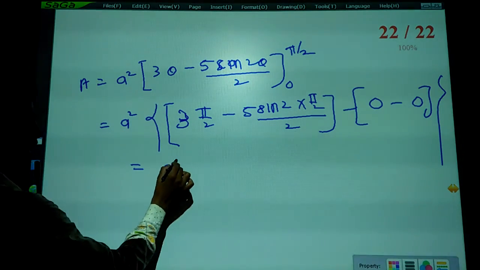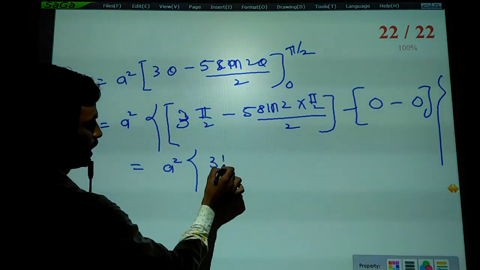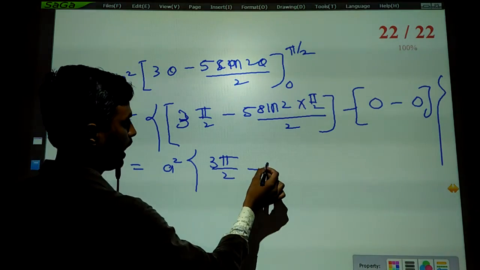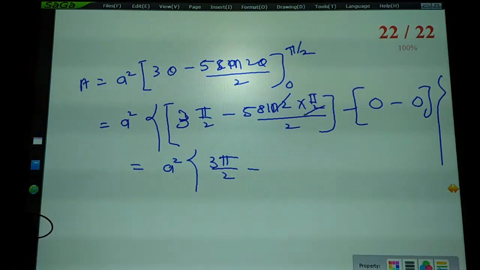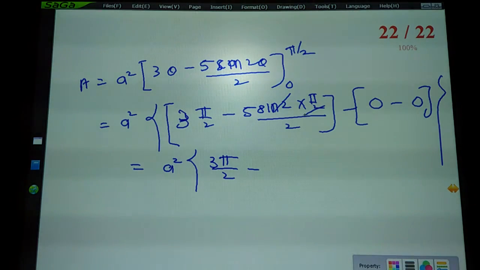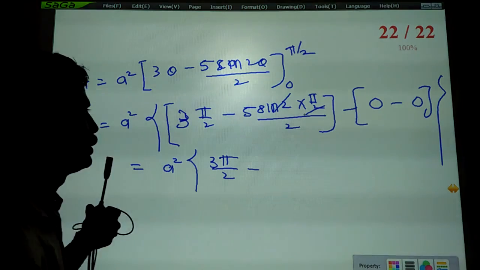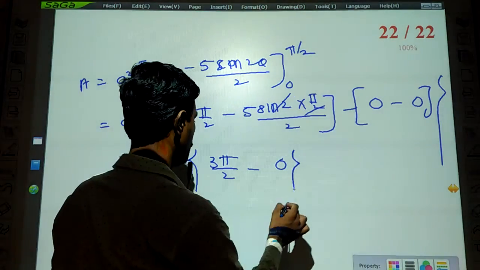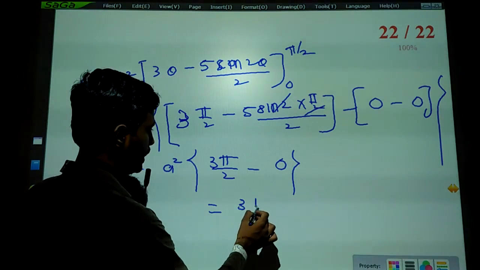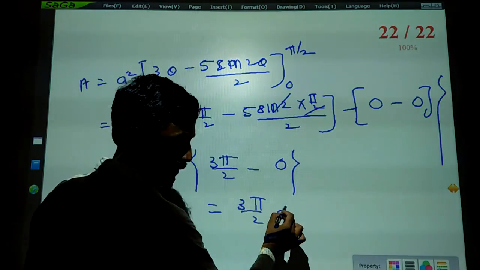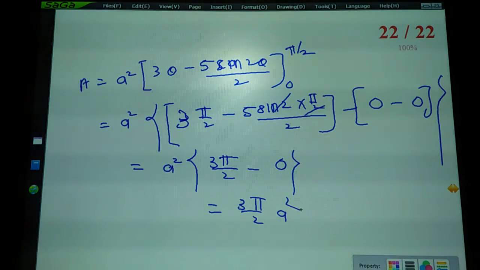So this a square, 3 pi by 2 plus, so this 2 is cancelled. What is the value of sin pi? 0. Yes, 0 into this non-zero part is 0. So you will get 3 pi by 2 into a square. This is the last answer of the given question.